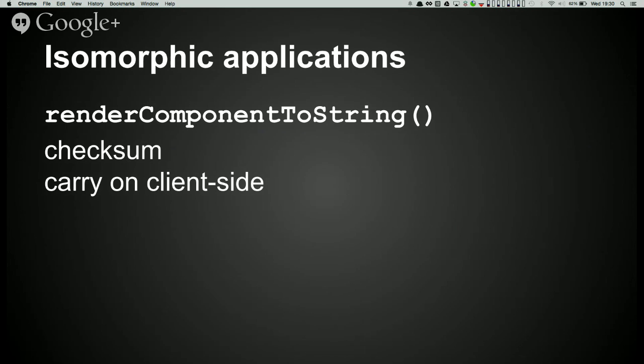Then you render it again on the client. This time, instead of calling render component to string, you call render component, and you inject that DOM into a placeholder in the real DOM. And React creates another checksum. If those two checksums are the same, then it just attaches the event handlers and allows you to carry on on the client side. If the checksum is different, it does correct the DOM that the browser's rendered and gives you a warning to say you probably didn't really intend this.